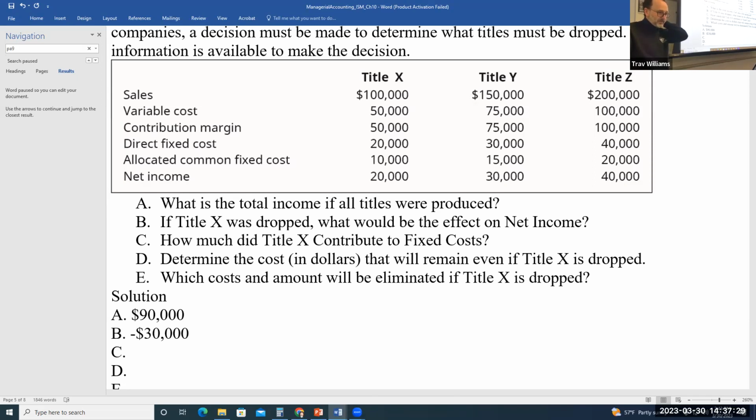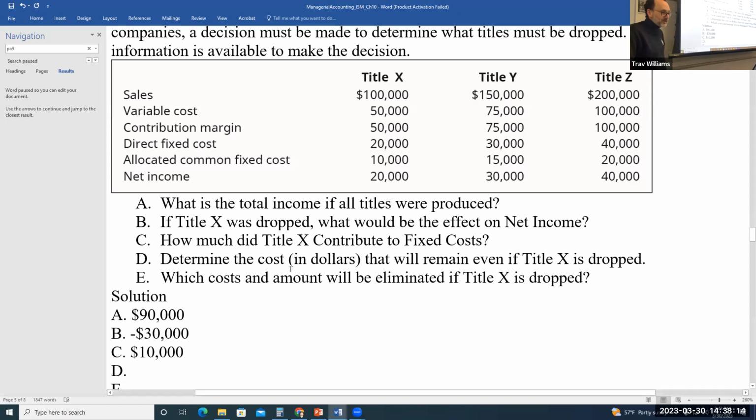Question C, how much did Title X contribute to fixed costs? Well, again, these direct fixed costs were only for this product. So what they really mean is this $10,000 of fixed costs that were allocated from corporate were covered by Title X. So if we get rid of Title X, those $10,000 get shifted over to the other products. So the answer is Title X contributed $10,000 towards the fixed costs.